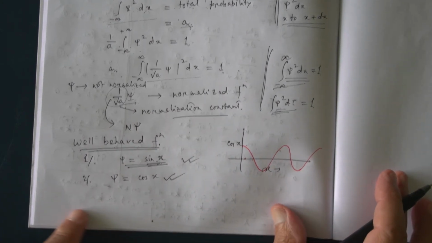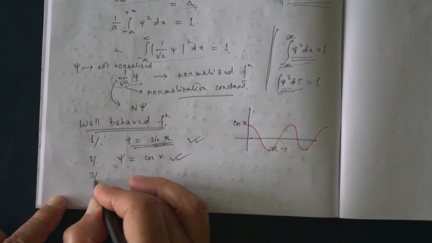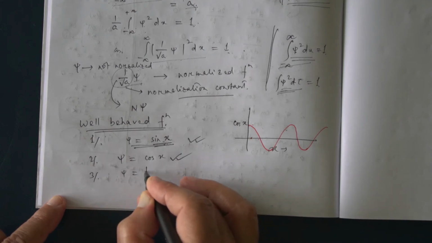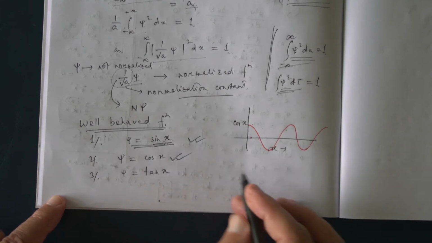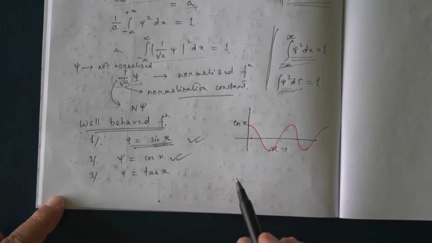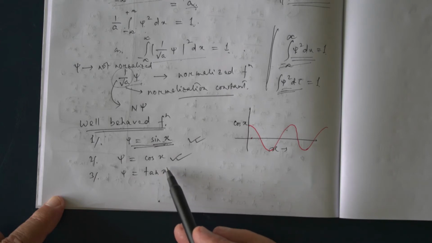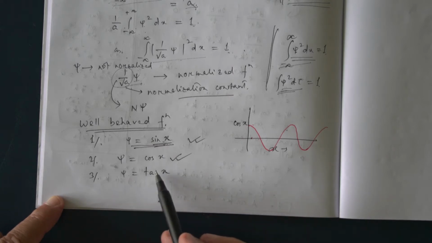Next, say tan theta. Psi equal to say tan x. Of course, it is single valued. For a particular value of x, say x equal to 0, tan 0 is 0, or x equal to 90 degrees. It is single valued. For a particular value of x, we will get only one value of psi. It is also continuous.